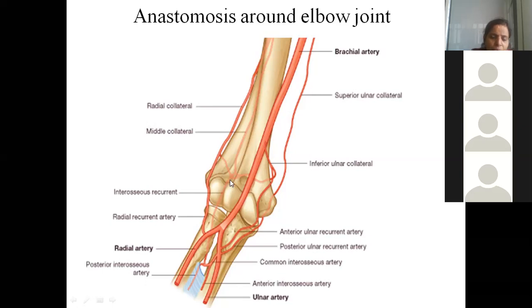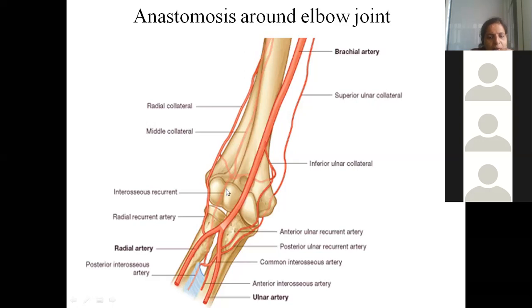Okay. Now coming to the lateral epicondyle. In front we have radial collateral, superiorly, and inferiorly we have radial recurrent artery. Behind the lateral epicondyle, we have middle collateral, and then we have interosseous recurrent artery. The one which is going behind, actually called recurrent, is running from the interosseous membrane. That's why it is called recurrent interosseous.